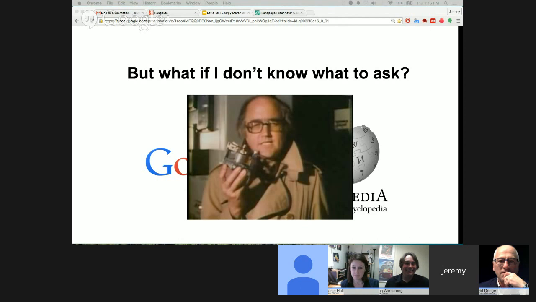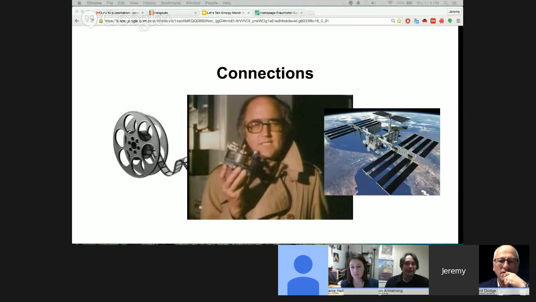He worked for the BBC. He was a historian and a presenter who actually had a show called Connections. And his job was to draw connections between things like what did old movie film, like this old celluloid, have to do with the modern space station? How could the space station be informed by the technological developments almost 100 years ago of movie film?